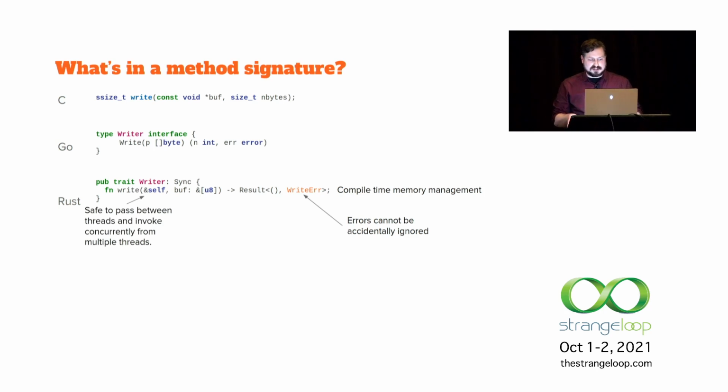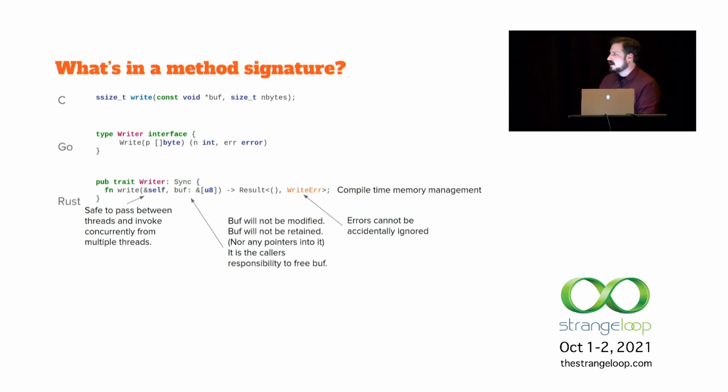For example, here this first parameter, it's dictating that this is safe to pass between threads and can be invoked concurrently for multiple threads. And here, it's very explicit about what the semantics of the buffer are: that it won't be modified, that it will not be retained or any pointers retained to it after the call returns, and it is the responsibility of the caller to free the buffer. This is amazing and exactly what you want when you're dealing with cross-language functions, because you can put the specifications that you want into the method signature very explicitly and have them enforced.